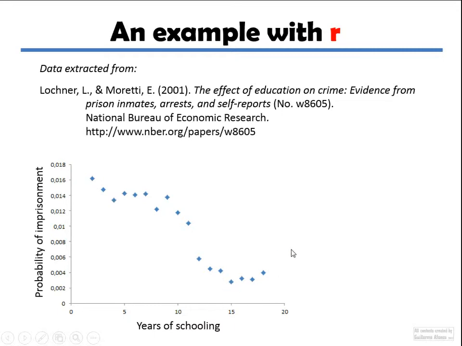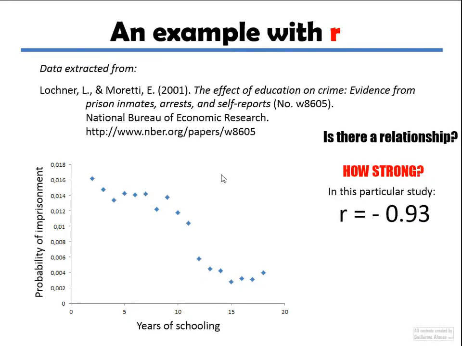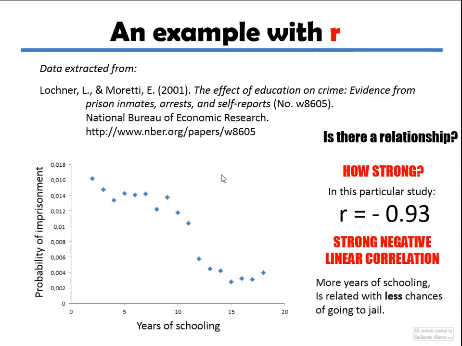Now, how much? Is this like a perfect trend? Is this a bit too cloudy? Is the relationship very clear? That's what R measures. And in this case, R is -0.93. That's very close to -1. And hence we say there is a strong negative linear correlation. And that's how it works. What can you say? You can say that more years of schooling is related with less chances of going to jail. You can't talk about causes. We'll talk about this a little later. It's just a relationship. Is there a relationship?